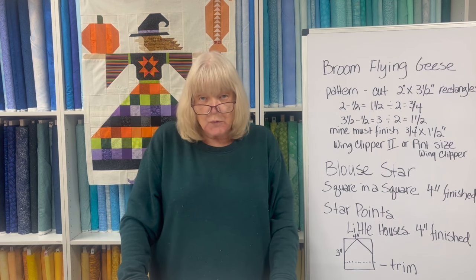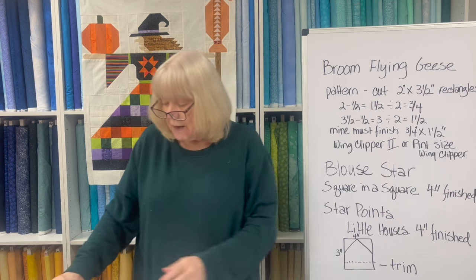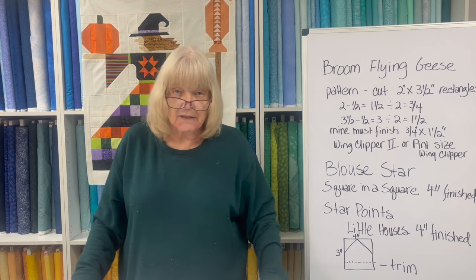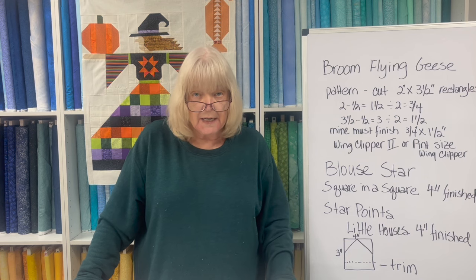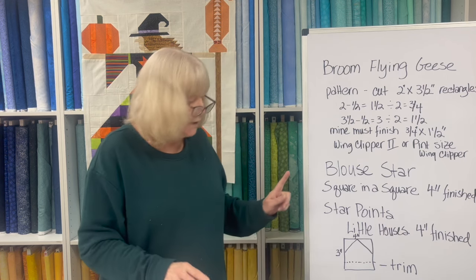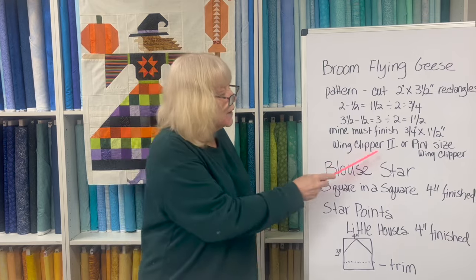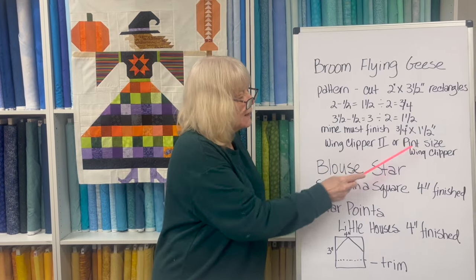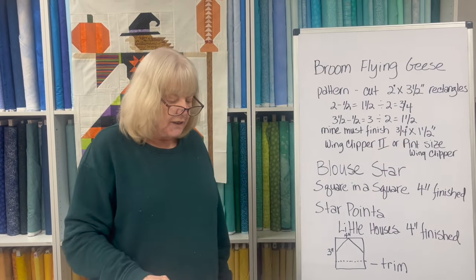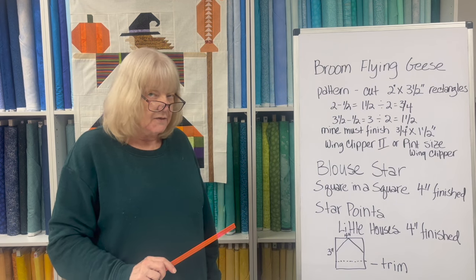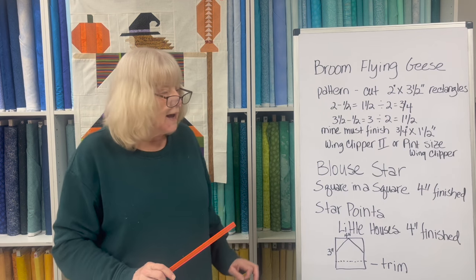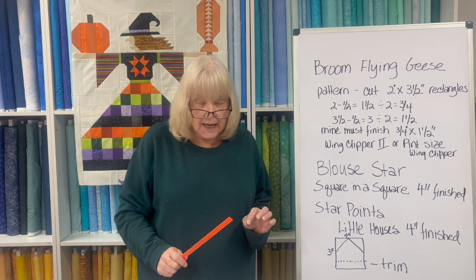Since I've had this ruler, Deb has come out with a Pint Size Wing Clipper, and that also has this measurement on it. So either one will work. The Wing Clipper 2 or the Pint Size Wing Clipper will get you the numbers you need to make that size flying geese. Now, the pattern calls for 10.